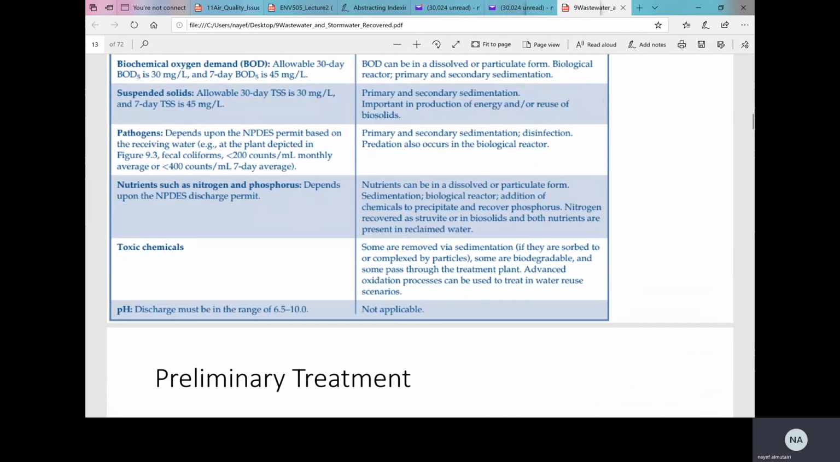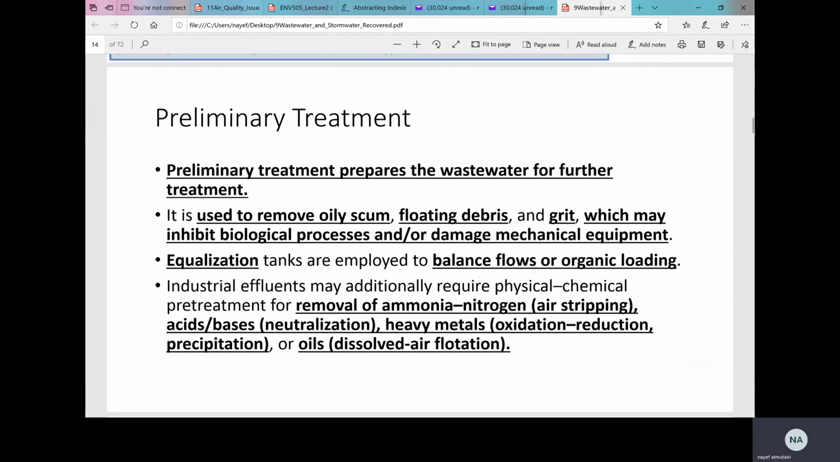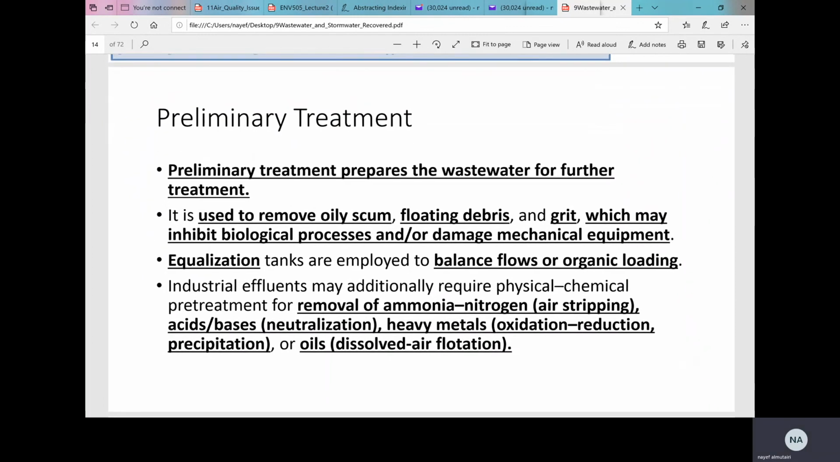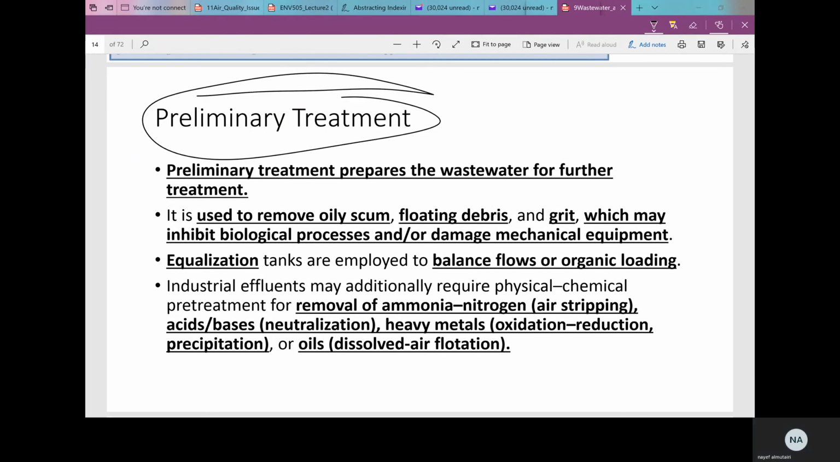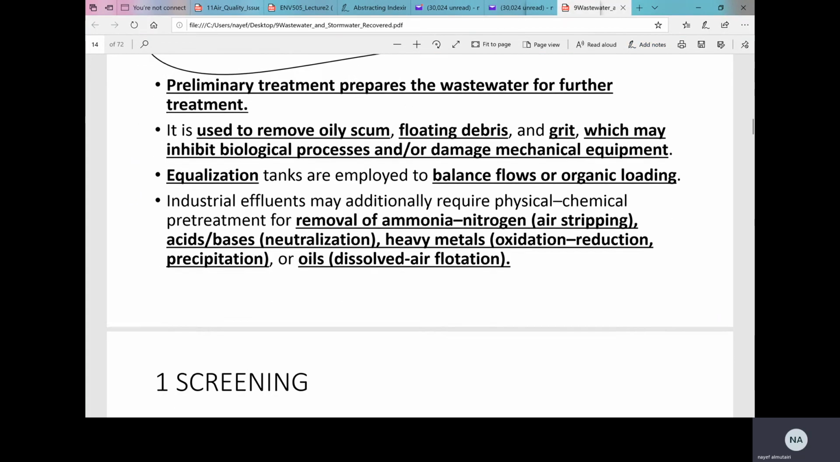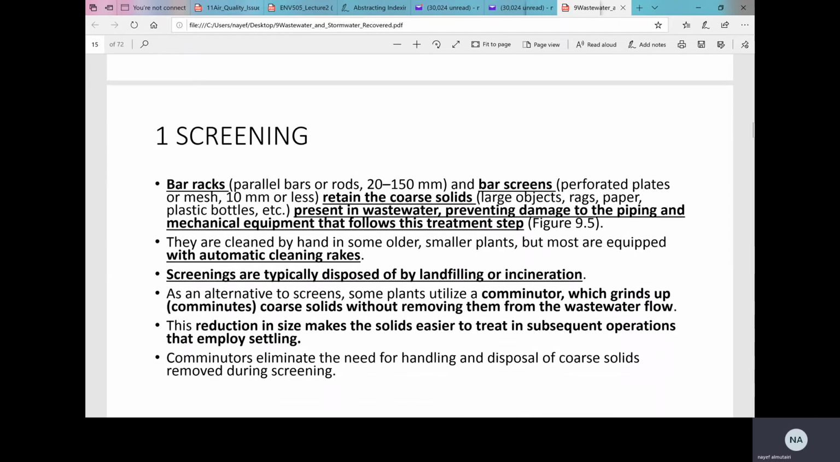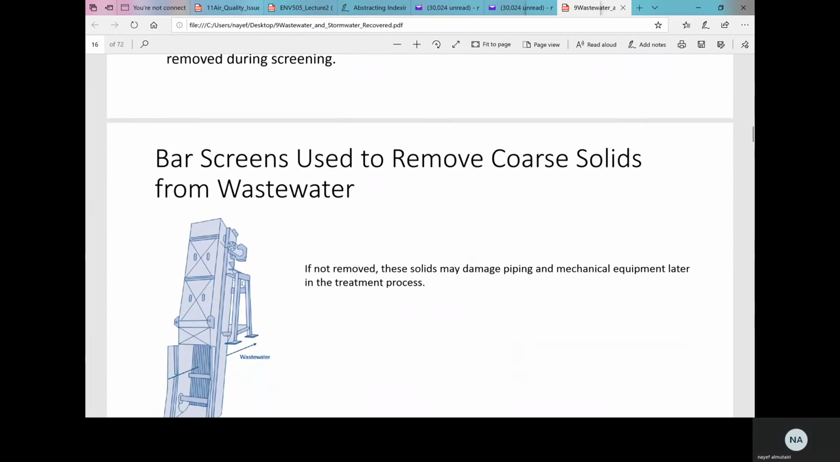Okay, so let's go. Initially, we do a preliminary treatment. That's initially with the wastewater into the plants. Initially, it goes through this. It's preparing the wastewater for further treatment, removing oily scum, floating debris, grit, everything from the wastewater before it goes to the units. Screening is number one, bar screen.